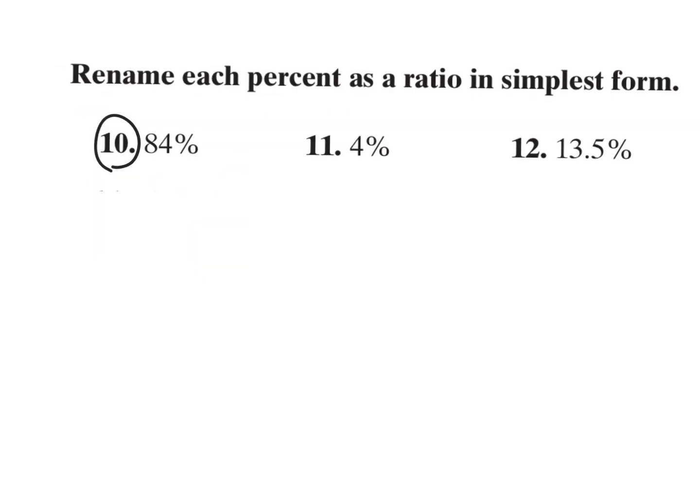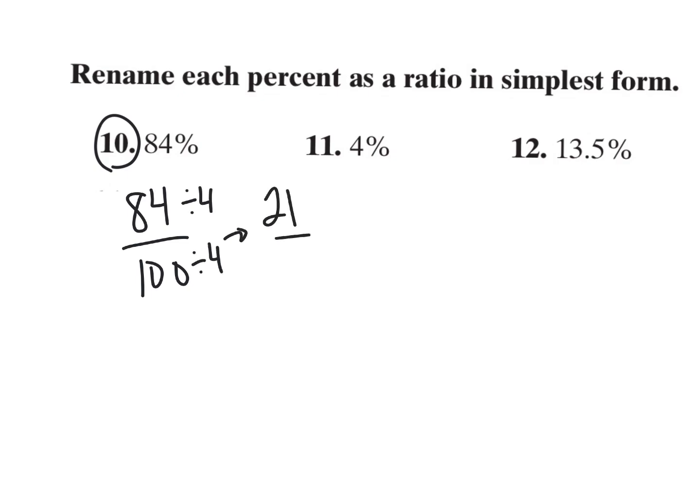We look at number 10, same directions. Here we have 84% this time. So 84%, it's a percent, so it's a number out of 100, so 84 hundredths. And that is going to be able to be reduced down to 21 over 25. They're both divisible by 4. You could reduce by 2 and then reduce by 2 again, or if you're allowed to use your calculator, you could check it that way.